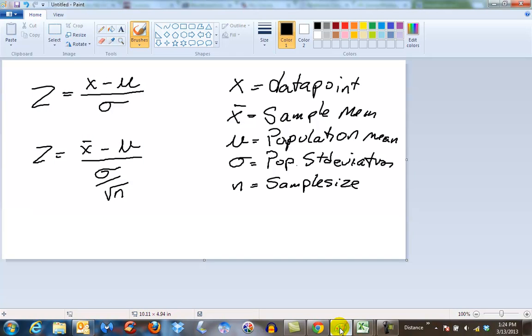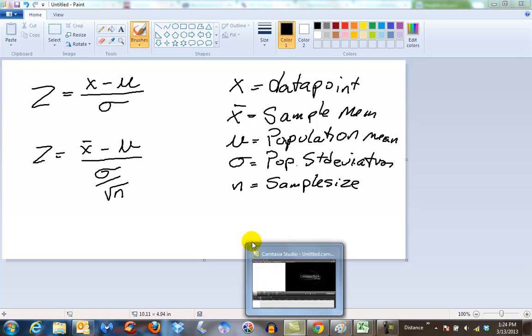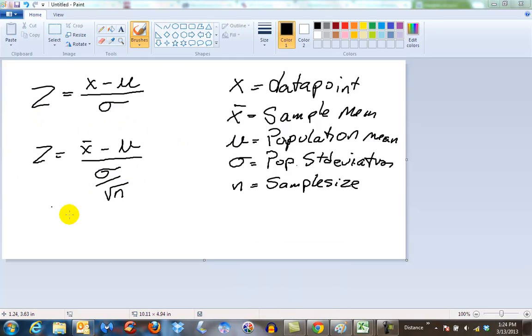Okay, so there were some questions about the Z formulas that were presented in this chapter 7 versus the one in chapter 6. In this chapter, we are looking at this equation here, where Z is equal to X bar minus mu over sigma divided by the square root of n. And in chapter 6, we had X minus mu over sigma. People want to know, well, what's the difference and how do I know when to use which one?